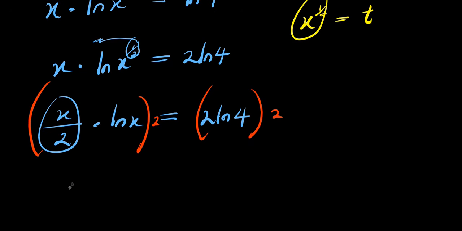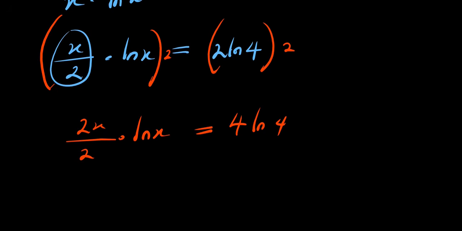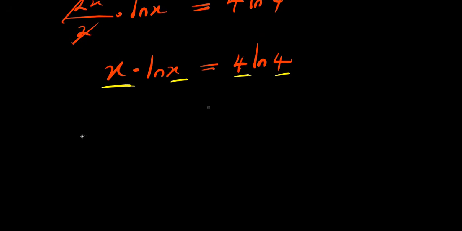So 2 times this, we are going to have 2x divided by 2 times natural log of x equals 2 times 2. Here we have 4 times natural log of 4. So from here, 2 eliminates 2. Of x times natural log of x equals 4 times natural log of 4. So from here, I have x, I have x, I have 4, I have 4. So what I'm going to do will be to equate. I have x equals 4, right?